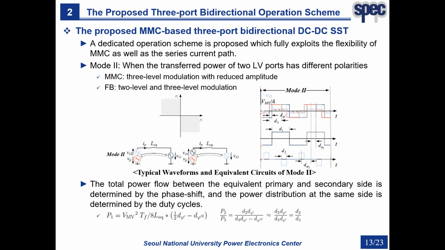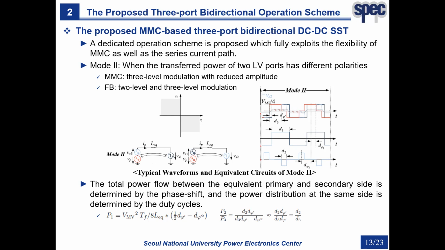However, that doesn't work when the two LV ports have different power polarities. Therefore, Mode 2 is designed. One way to change the power polarity of an LV port is to directly reverse the polarity of the AC side voltage. Moreover, the AC side voltage amplitude of MMC is reduced to match that of the secondary side, which effectively reduces the transformer current. Nevertheless, the transformer current will still be distorted.